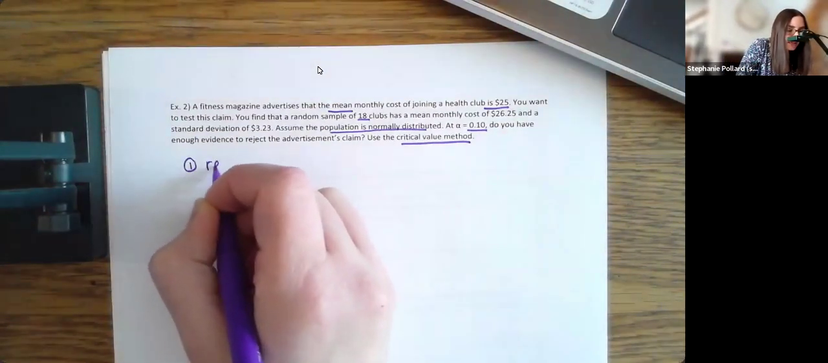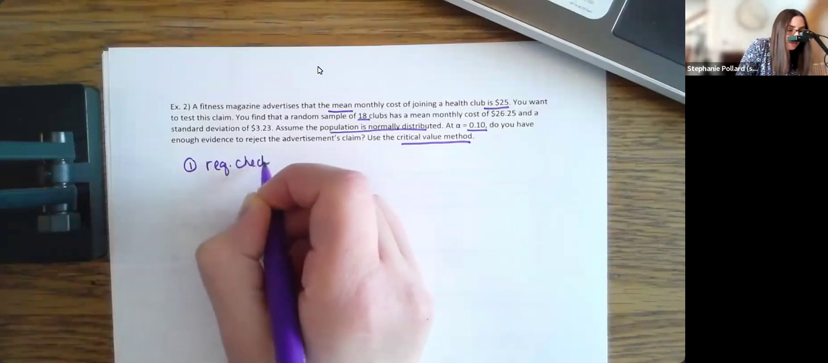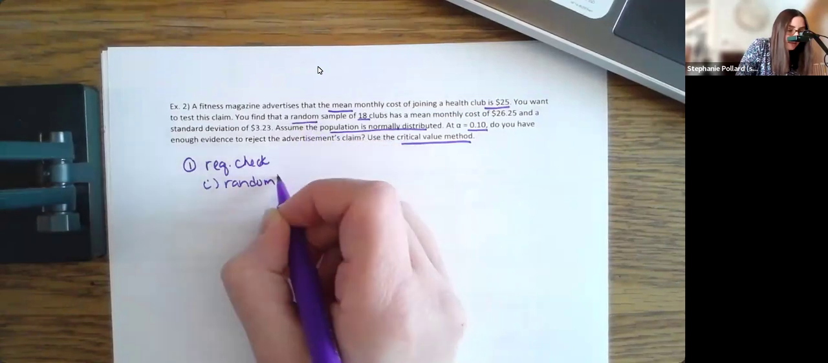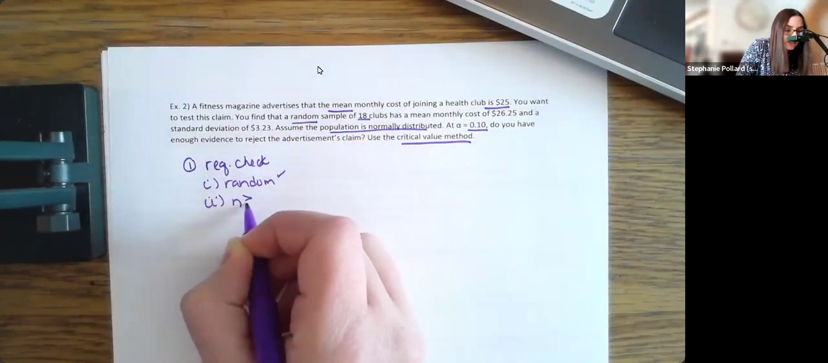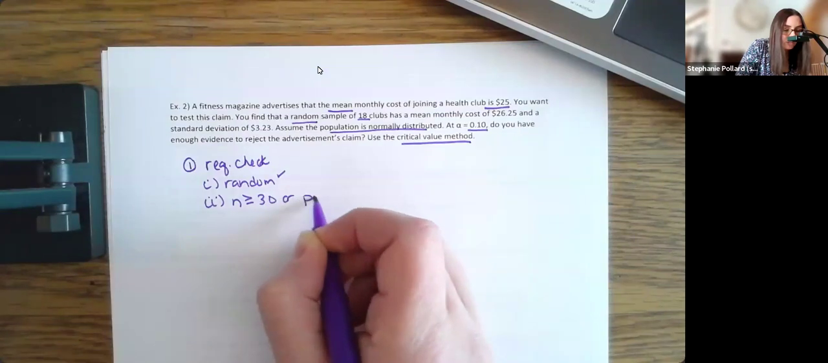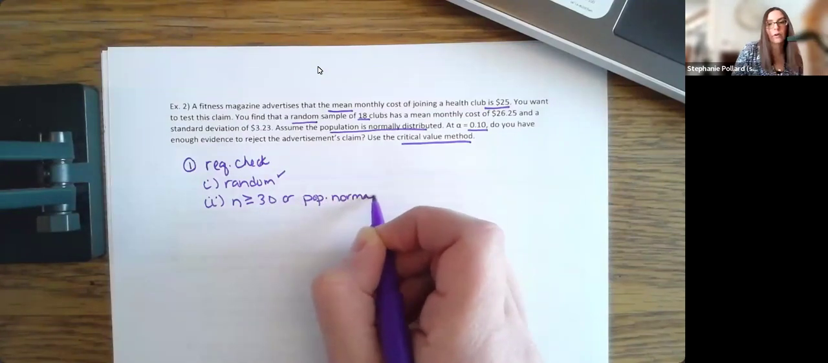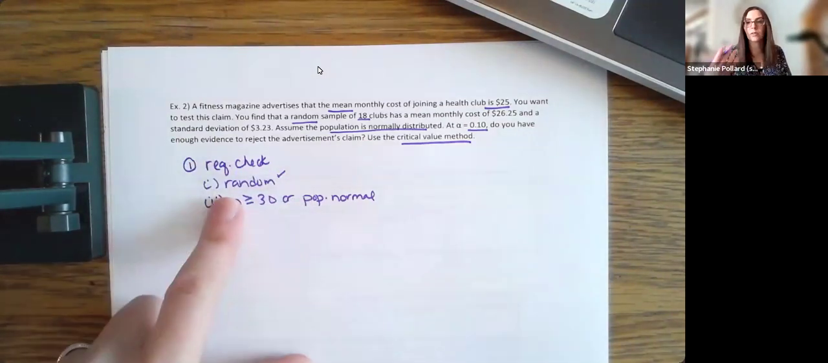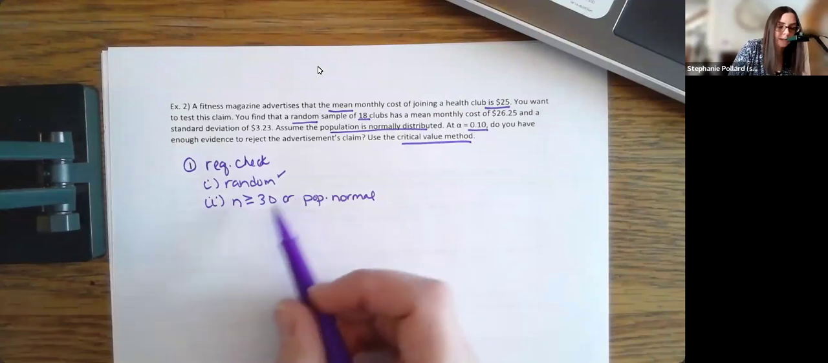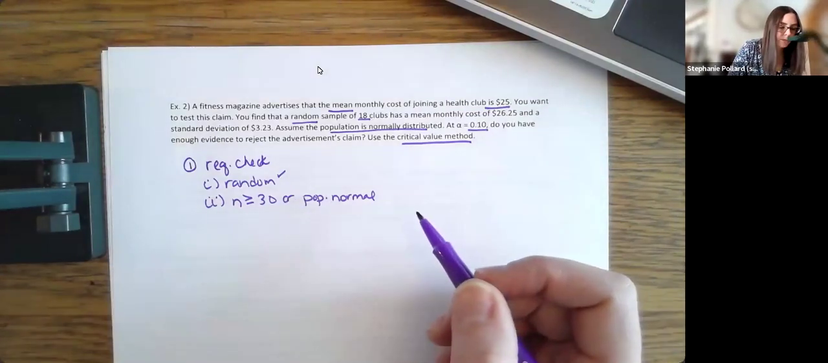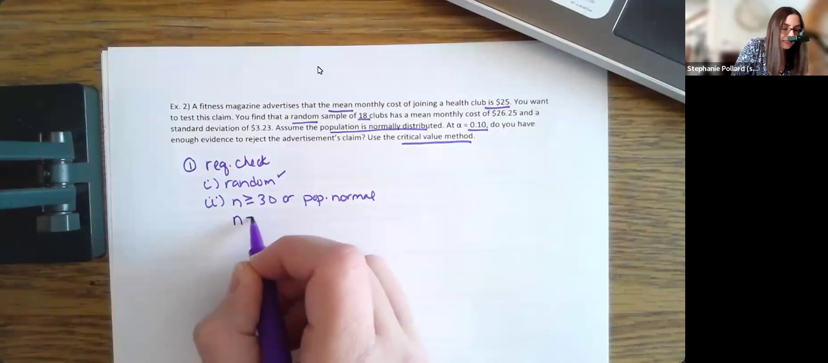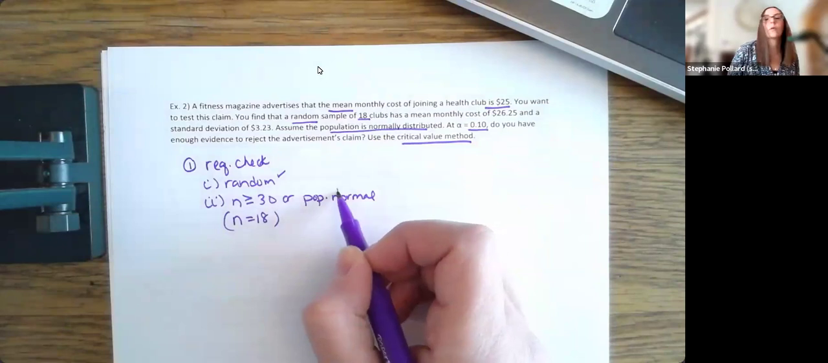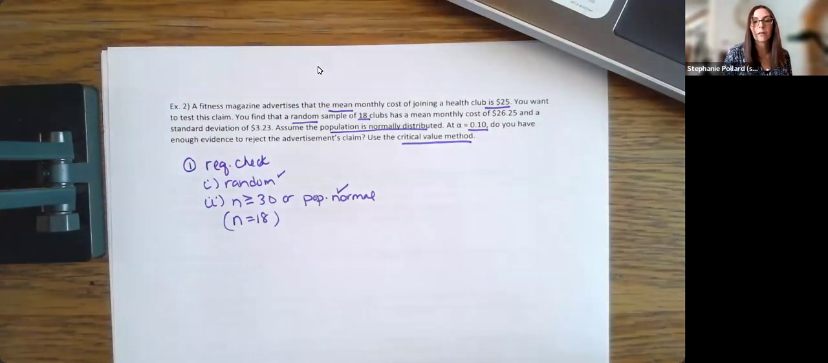All right, so step 1 is requirement check. So 1 is our data random, and it is. And 2 is your n at least 30, or is the population normal? And again, this is pretty much the standard requirement check for a lot of work with means. There does change if you're testing proportions or something different. So do know that. But for means, this is a pretty standard one. Now our n here is only 18 because we're doing 18 clubs, but it does tell us that the population is normal. So the second part is meets the requirement.